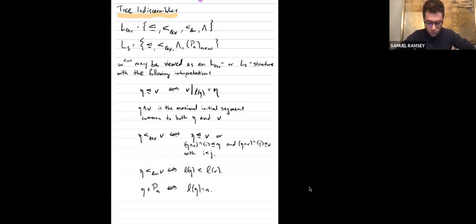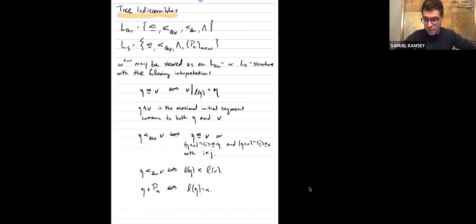So here we have three order relations in the language. One is the tree partial order, which is this triangle with a line under it. The next is the lexicographic order. And then the third is the length partial order. And then we have the meet function, which you need.